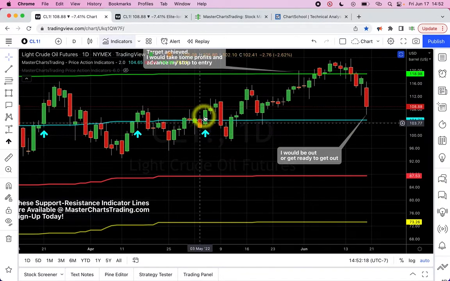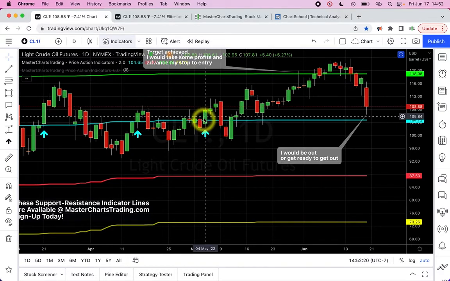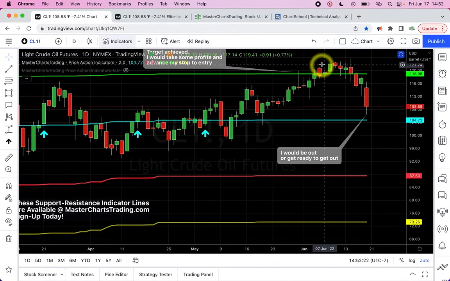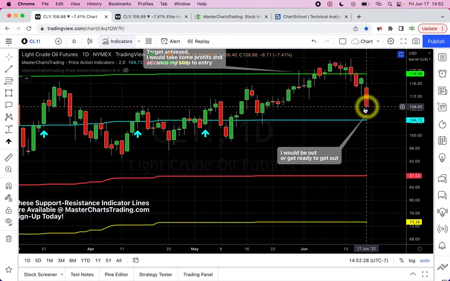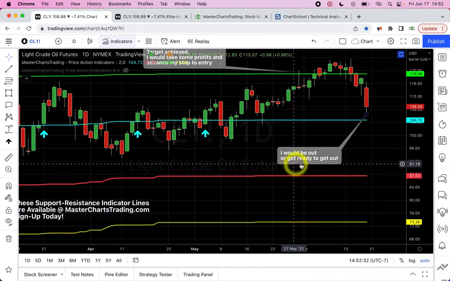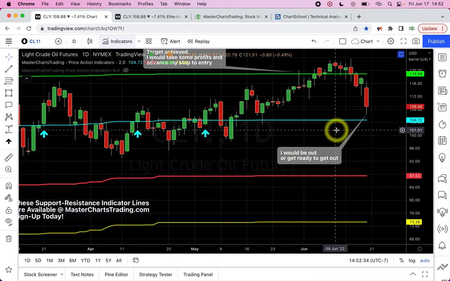So if I got in right there on 4th of May, I would have taken profits right there, 6th of June, and I would have moved my stop to entry. So most likely I would have been out today. So that's why I wrote here, I would be ready to get out or already out of the trade.